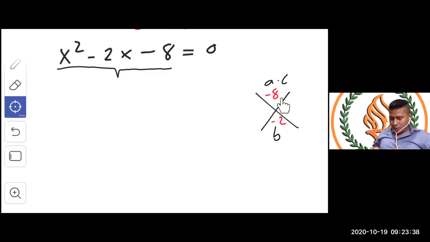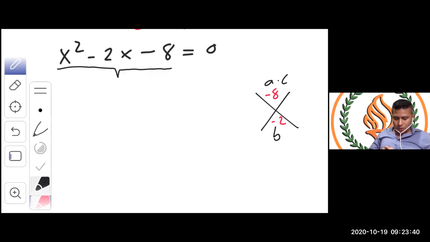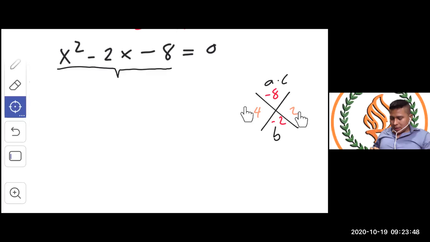Okay, now, guys, let's factor 8. Let's use two numbers to get 8. Can someone help me? Two numbers that I can multiply to get 8. 2 and 4. Okay, 4 times 2 is 8. But adding or subtracting, guys, I need to get -2. Using 4 and 2, I can get 2, but which is the sign?